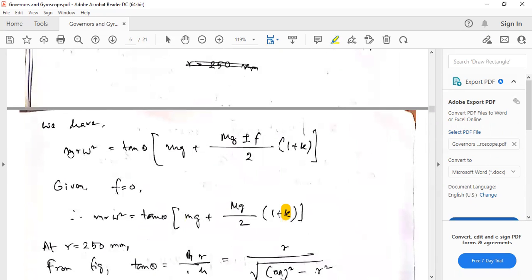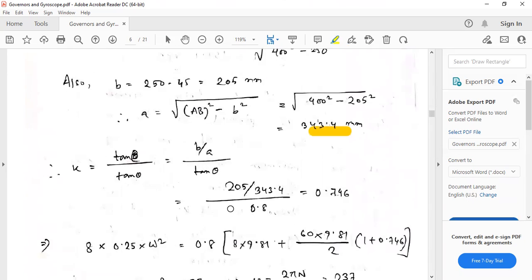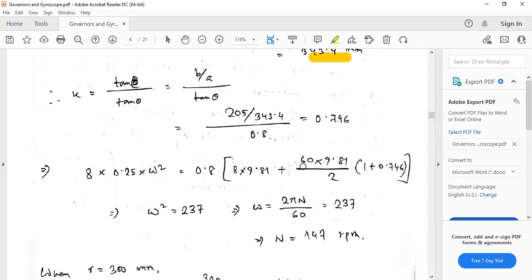Small m is the mass of the ball. Capital M is the mass on the sleeve. Here this mass was 60 kg. 9.81 by 2. So we put here the value of K, and from here you get omega. Omega square is 237.